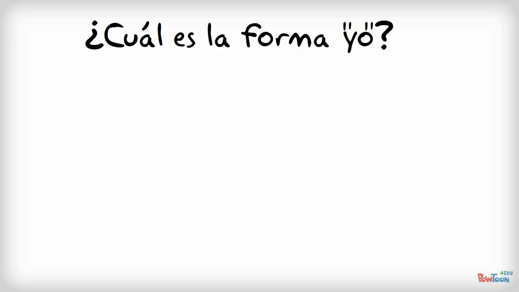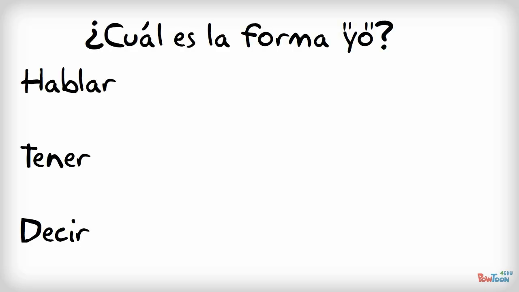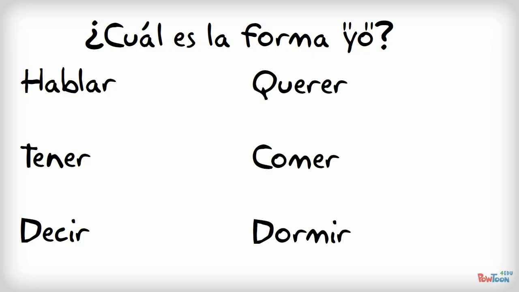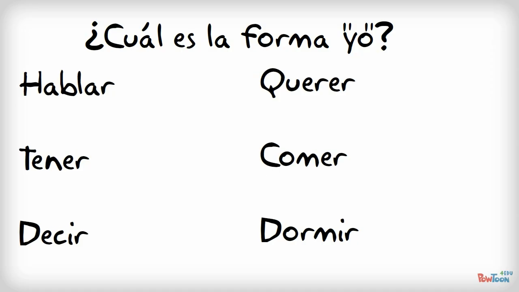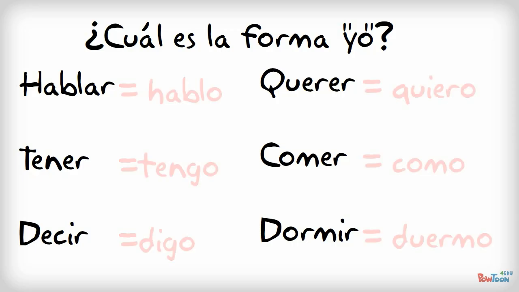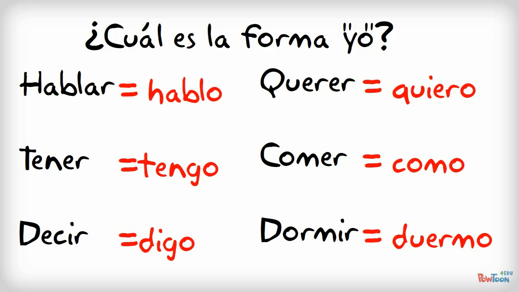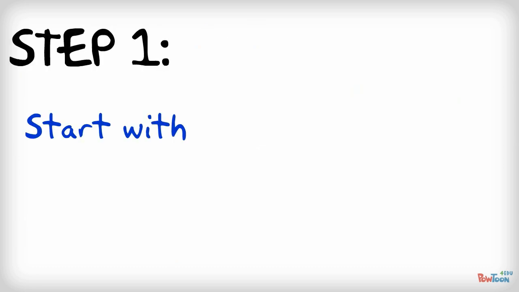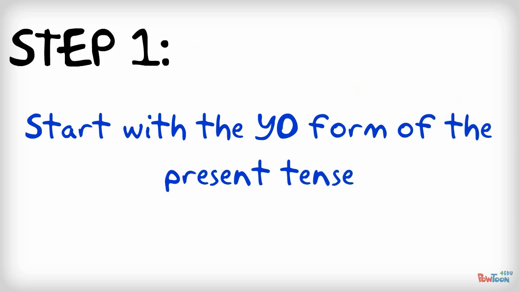What are the present tense yo forms for the following verbs? Hablar, tener, decir, querer, comer, and dormir. Did you come up with this? Bien. You just finished step 1 on the road to conjugating in the subjunctive. Step 1 says start with the yo form of the present tense.